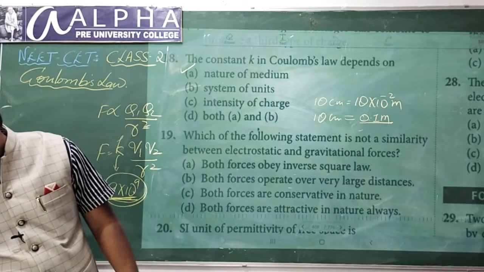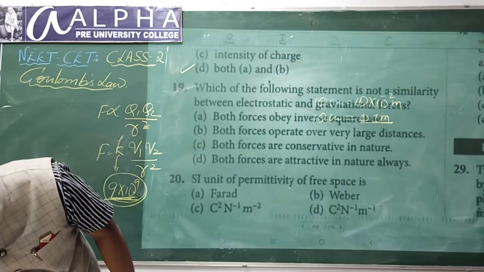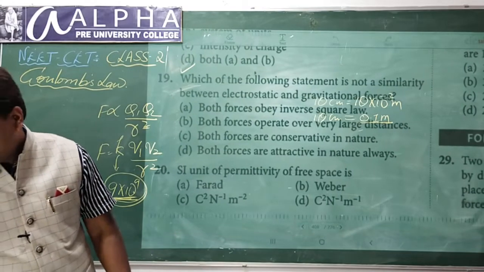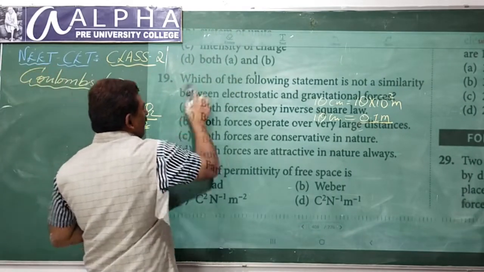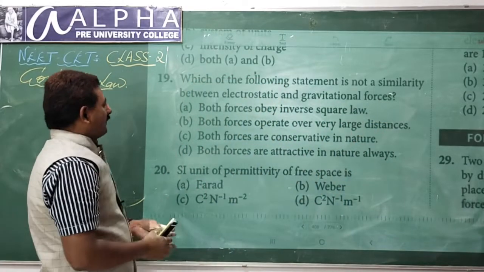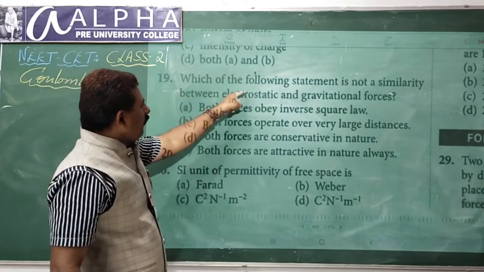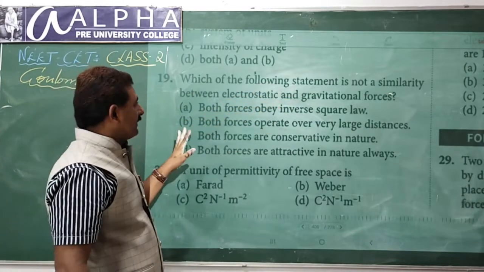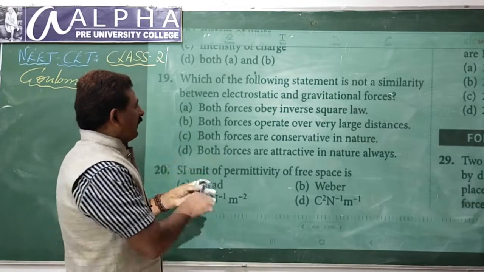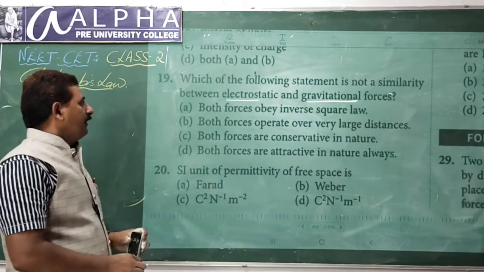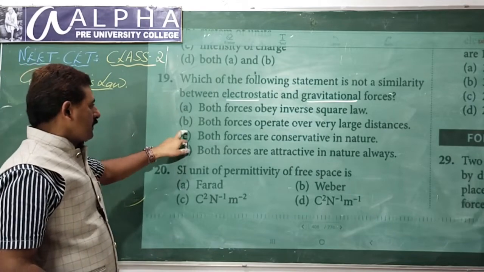That is question 19. See, very easy. You can answer this. No problem with this. Let's read the question. Which of the following statements is not a similarity between electrostatic and gravitational forces, right? Let us read the options.